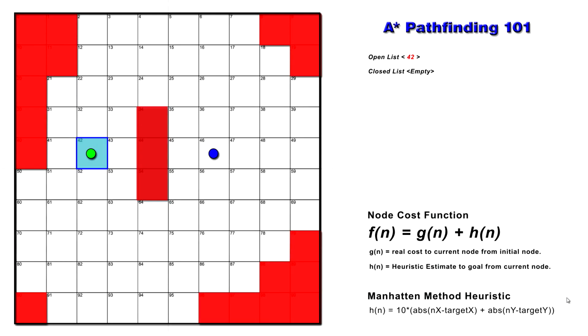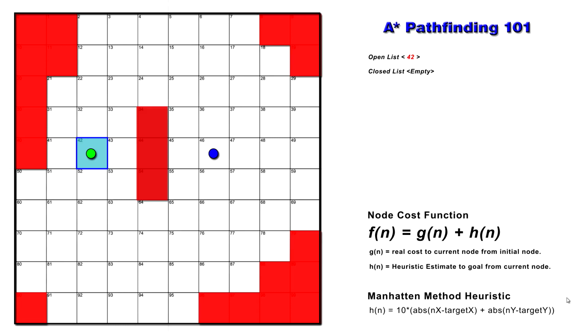So what I'm going to do now is perform the A* search on our example scene with diagrams showing what the grid looks like and what the open and closed lists look like every step of the way with each iteration of the search.